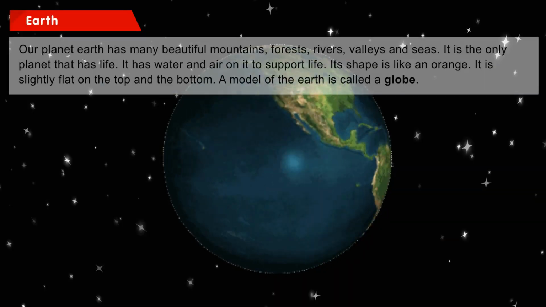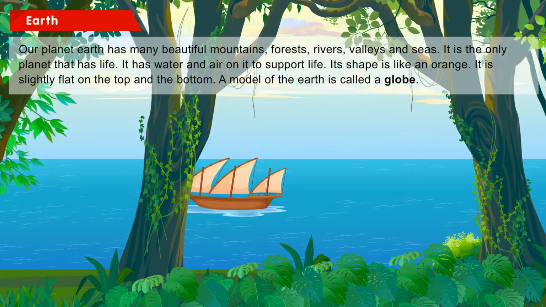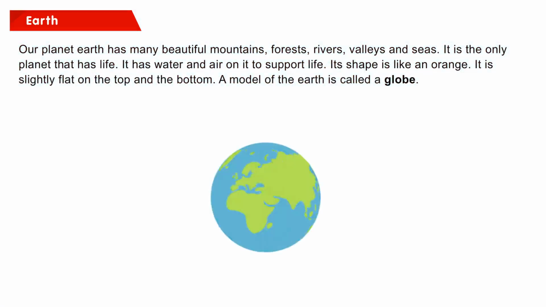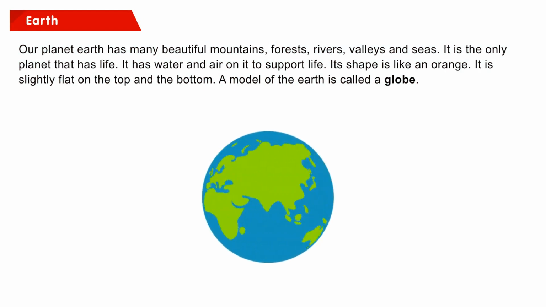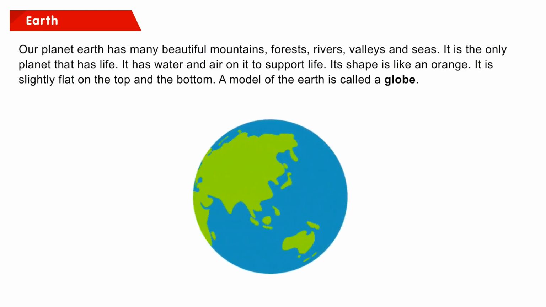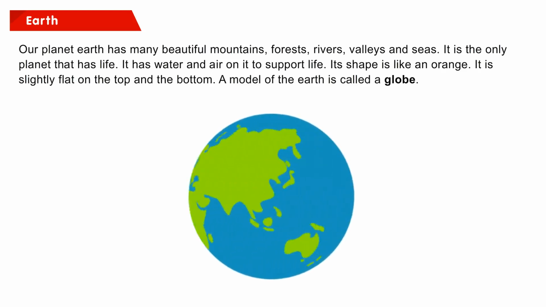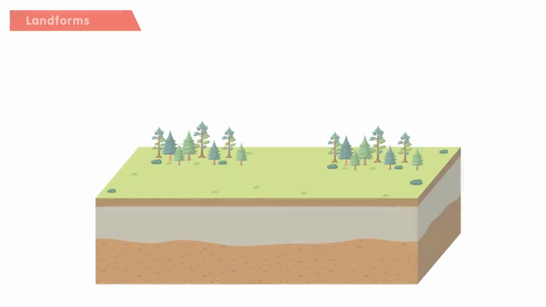Earth. Our planet Earth has many beautiful mountains, forests, rivers, valleys and seas. It is the only planet that has life. It has water and air on it to support life. Its shape is like an orange. It is slightly flat on the top and the bottom. A model of the Earth is called a globe.